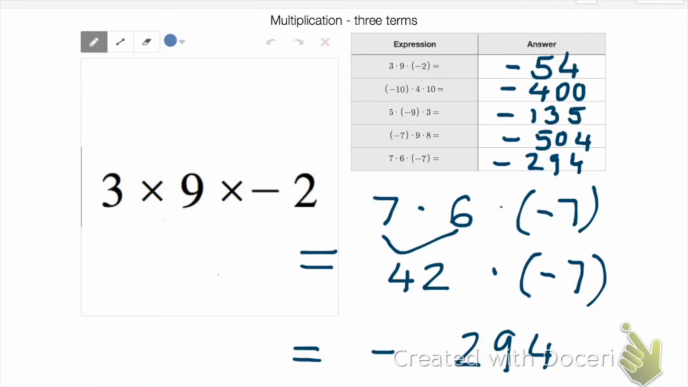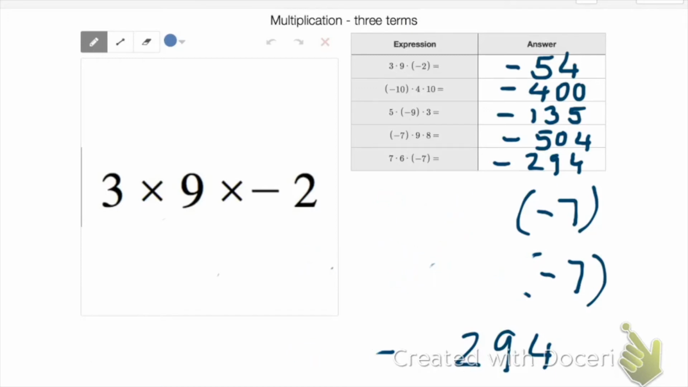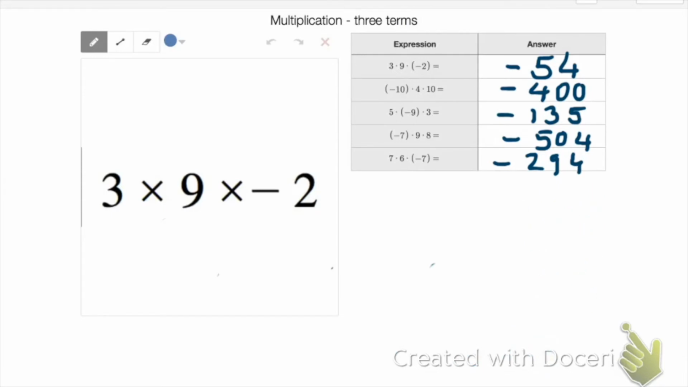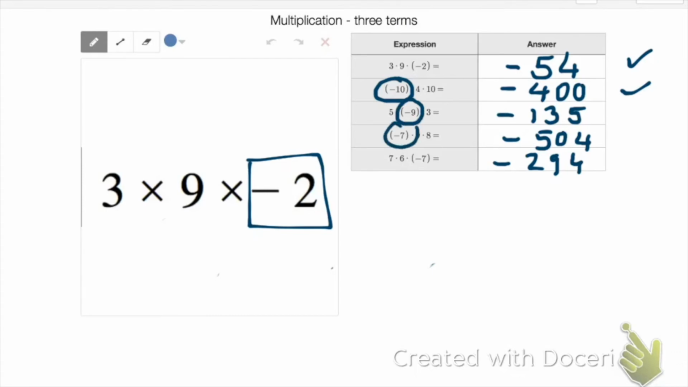Okay, so now I would like you to pay attention in here. For every single expression we have so far, how many negatives do we have? 3 times 9 times negative 2, we have 1 negative, and the answer is a negative answer. Negative 10 times 4 times 10, we have 1 negative, and the answer we get is a negative answer. Same thing for the other 3 when we have 1 negative. So our answer is a negative answer.